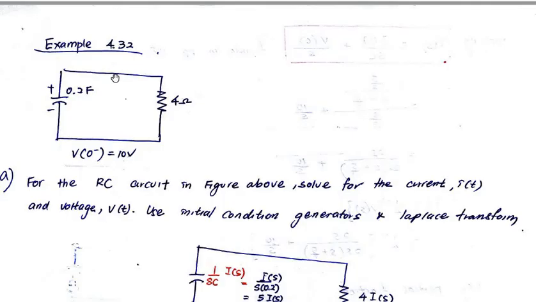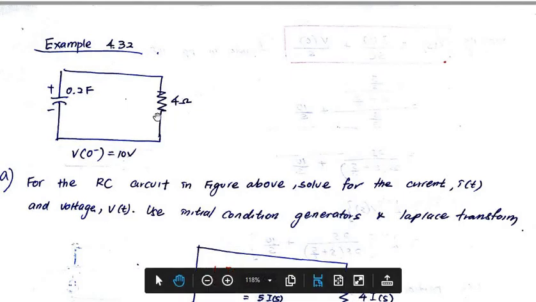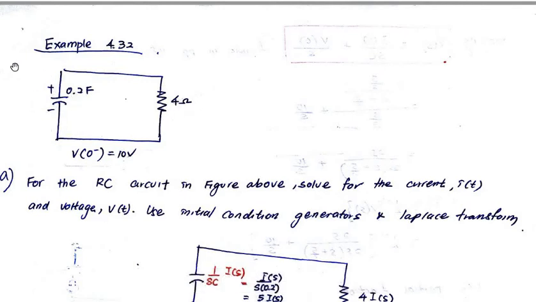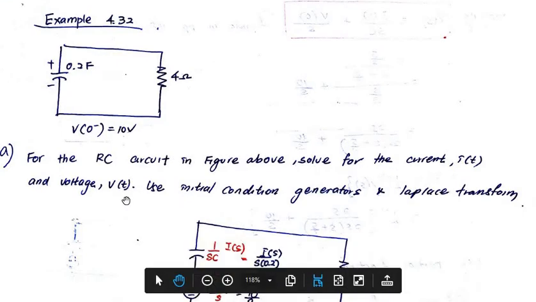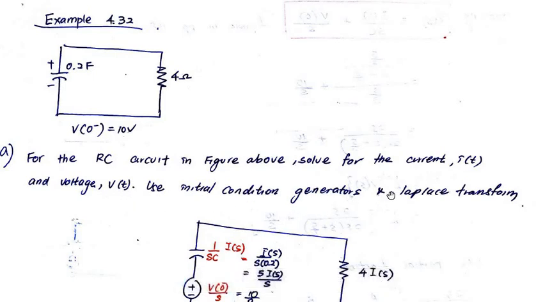I will share with you another example. Example 4.32. The question has this kind of circuit: you have the resistor 4 ohm, the capacitor 0.2 farad, and the voltage source is 10 volt. For the RC circuit in the figure above, solve the current i(t) and the voltage v(t), using the initial condition generators and Laplace transform.